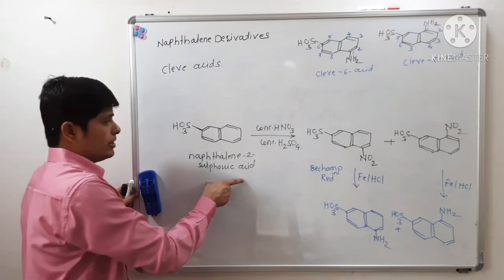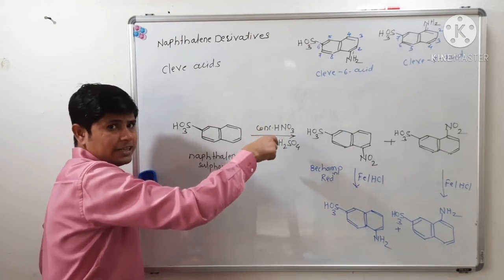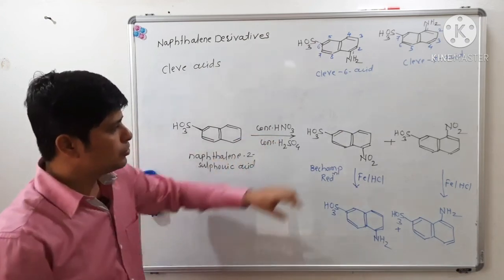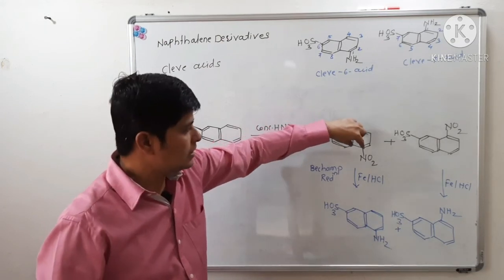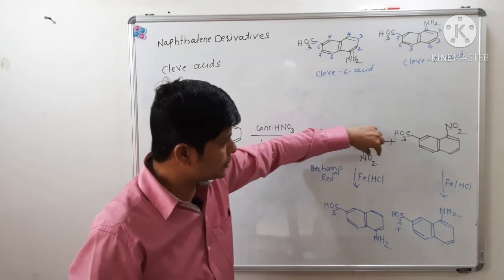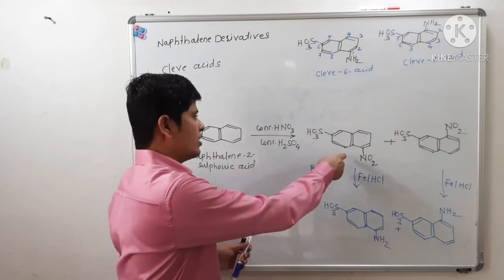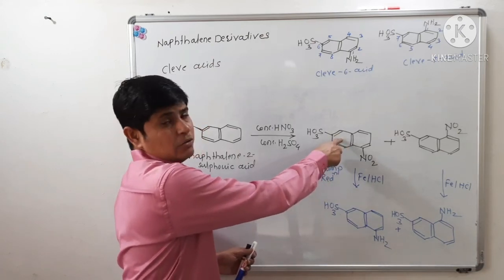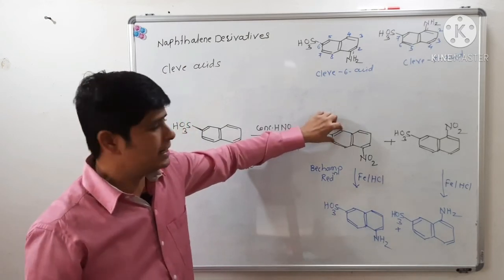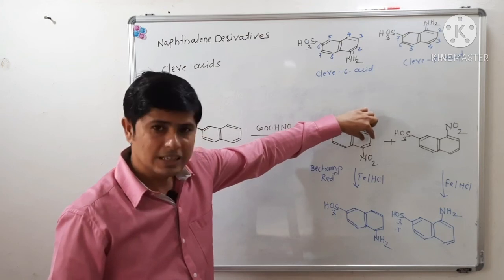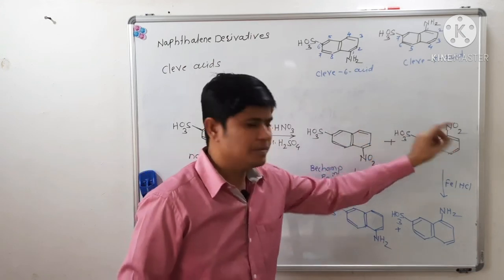So naphthalene 2-sulfonic acid, in the first step, is reacted with nitrating mixture, that is concentrated nitric acid and concentrated H2SO4, to get a mixture of nitro derivatives. That means there is insertion of a nitro group at this position and at this position of another benzene ring. The nitro group is not getting introduced over this benzene ring which has the sulfonic acid group. This benzene ring is quite electron deficient, hence the nitro group will get introduced in the other benzene ring, at this position and at this position, isn't it?